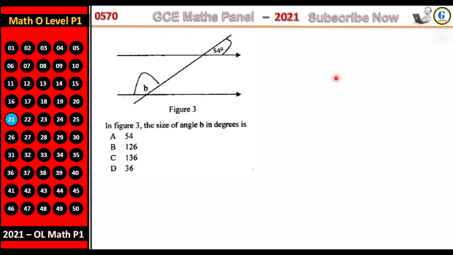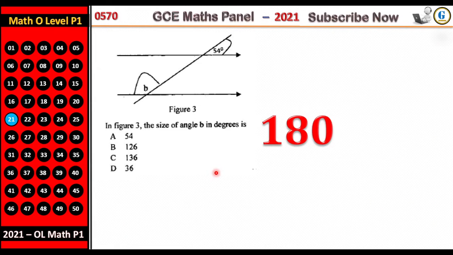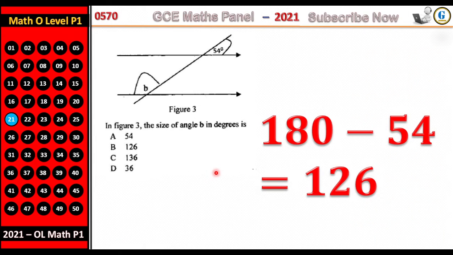21. In figure 3, the size of the angle B in degrees is. Note that this angle here is the same as this other angle that is here. The sum of this angle and this angle should give us 180 degrees. So angle B should be 180 degrees minus 54, because the two sum up to 180 degrees. And when we do this subtraction, that gives us B to be 126 degrees. Our key is B.